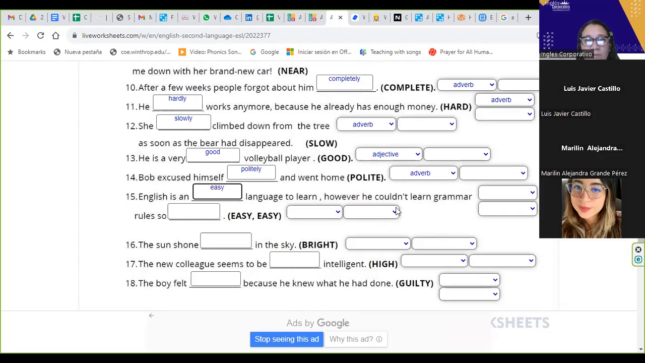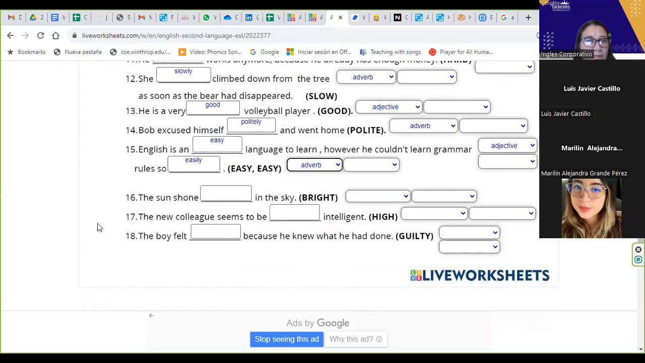Okay. However, we couldn't learn grammar rules easily. So the first one is an adjective: easy language to learn. Easily, that would be an adverb. The sun shines bright in the sky. I think this is an adverb, and it's the same.